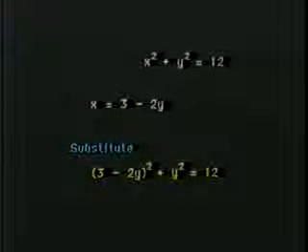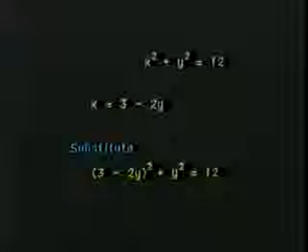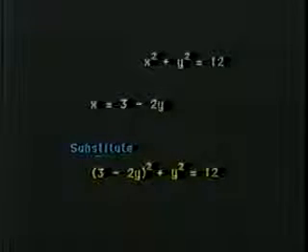Let's take that first equation and solve for x. What we're doing is picking out the letter which looks easiest. Here it's x. Here's the expression we find for x, and immediately we substitute it into the other equation. We substitute it into the quadratic equation, the one with x squared and y squared.